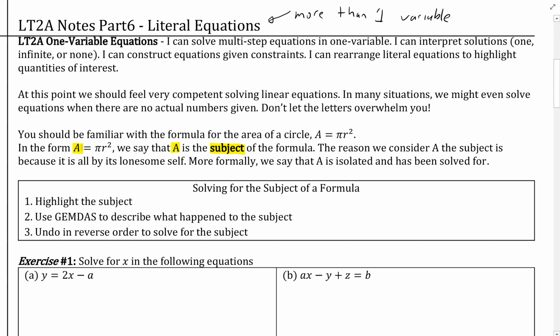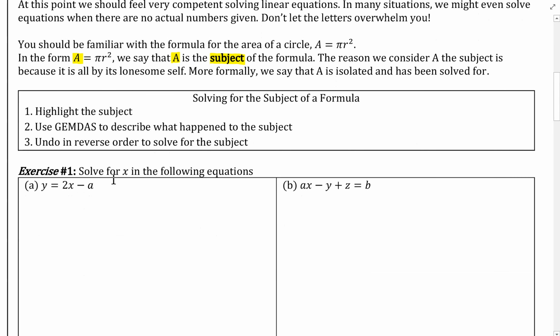Just like how in the previous problems, we were solving for x by getting x by itself, right? That last step, isolate x. So when it comes to solving for the subject of a formula, there's not too many steps. First, highlight the subject. And then once we have highlighted the subject, we can write out the build steps using GEMDAS by describing what has happened to the subject. And then once we have the build steps, we can undo in reverse order. So let's go ahead and take a look at what that looks like.